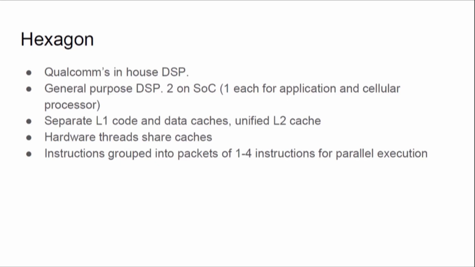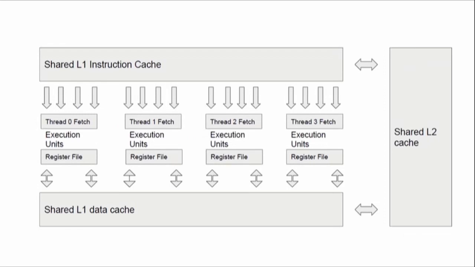And the other really interesting thing is these 4 hardware threads are designed for parallel execution. So when you compile a program down to Hexagon, the compiler figures out different operations which don't depend on each other. Then it will schedule those to run at the same time, simultaneously across all 4 threads. So this is kind of on a high level how it's laid out.